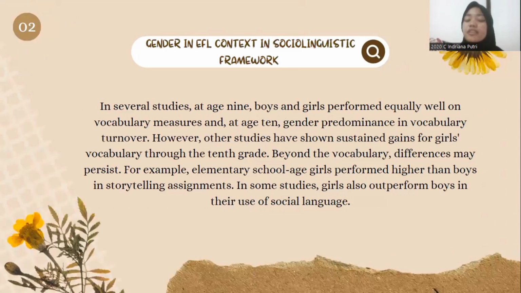In several studies, at age 9, boys and girls perform equally well on vocabulary measures, and at age 10, gender differences appear in vocabulary. However, other studies have shown sustained gains for girls' vocabulary through the 10th grade.